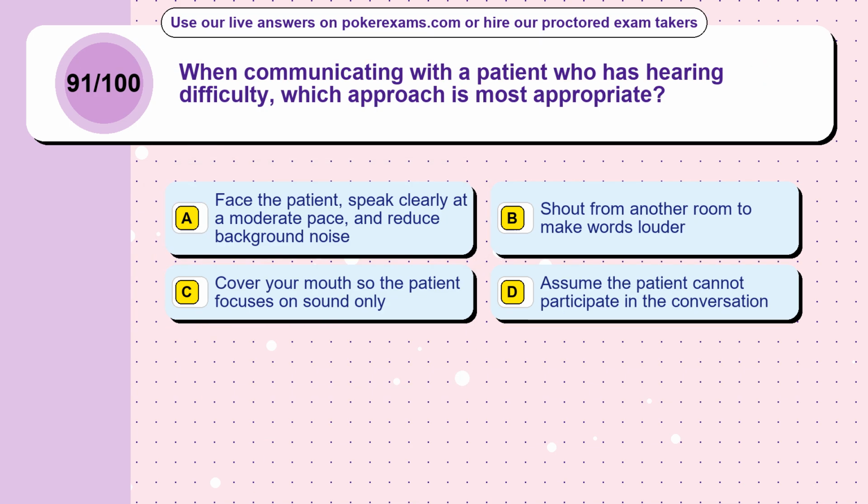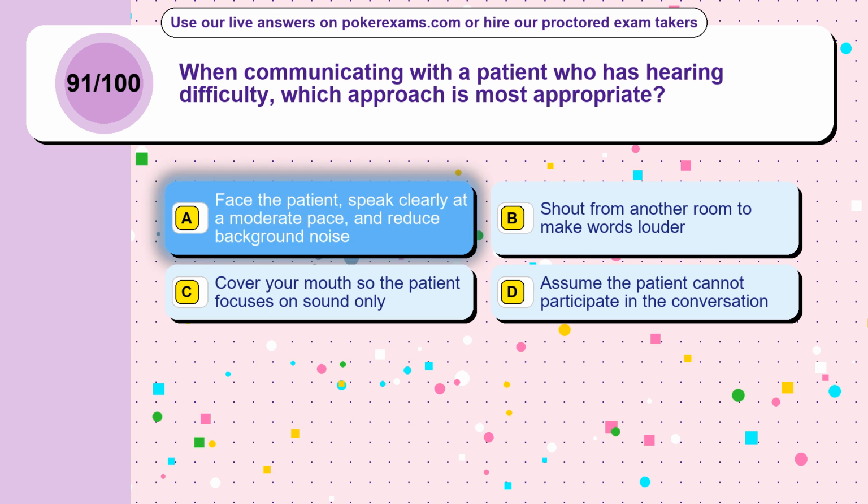Question 91. When communicating with a patient who has hearing difficulty, which approach is most appropriate? Option A. Face the patient, speak clearly at a moderate pace, and reduce background noise. Option B. Shout from another room to make words louder. Option C. Cover your mouth so the patient focuses on sound only. Option D. Assume the patient cannot participate in the conversation.